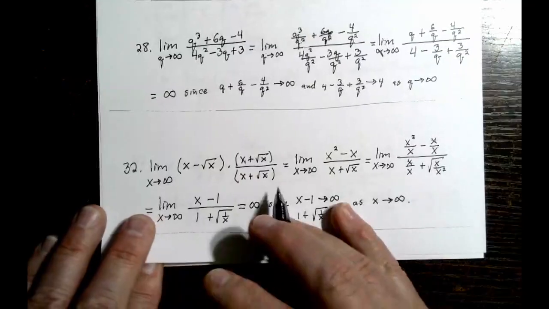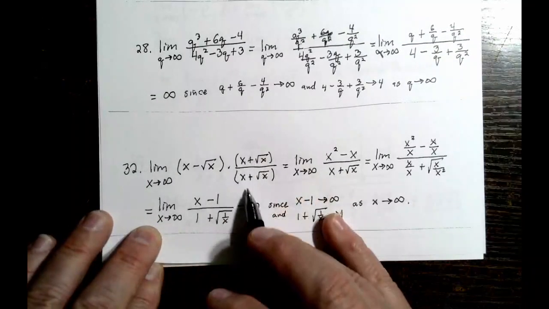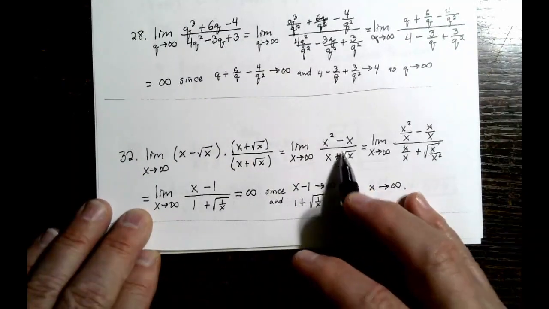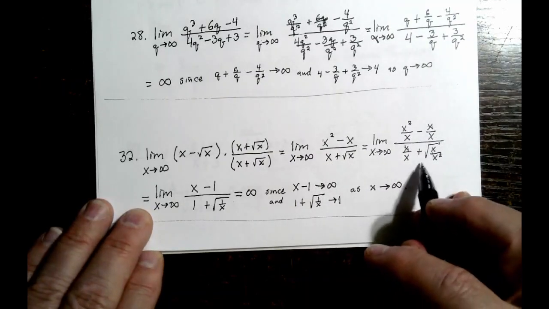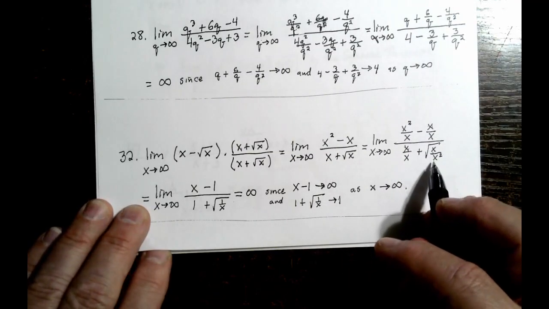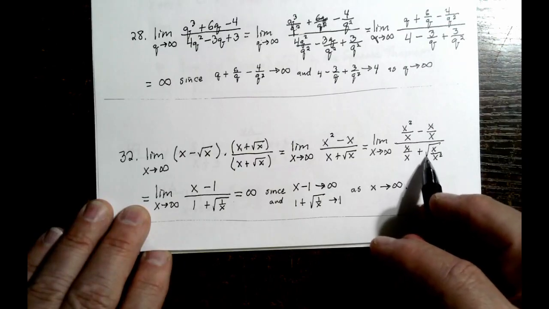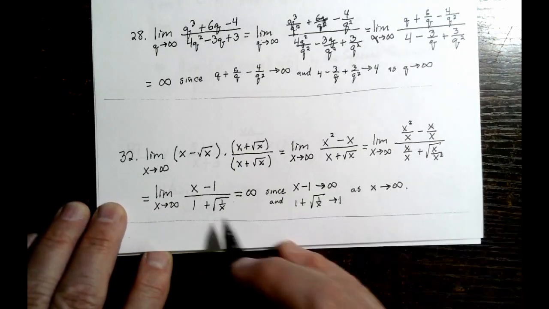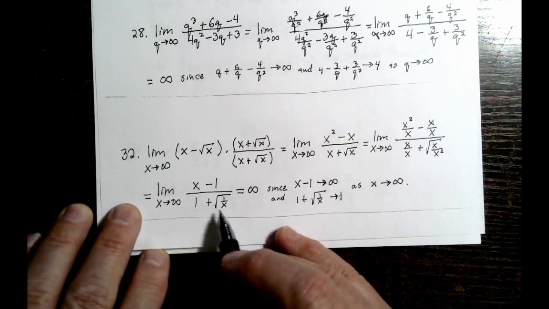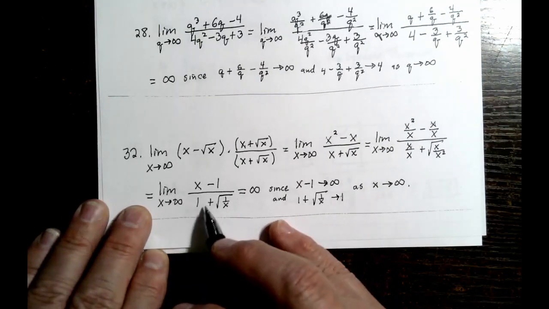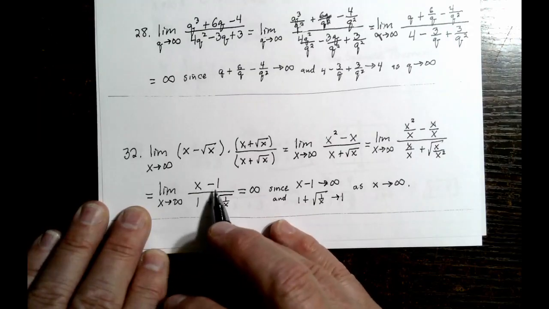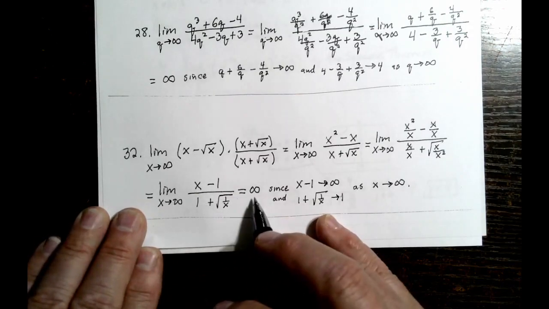On this one, it's just like number 29. You multiply by the conjugate, you reduce, and now you divide the top and bottom by x. And when you divide the square root of x by x, you get the square root of x over x squared, which is 1 over x. And now down here, this part, as you plug in infinity, that's 0, so the denominator is 1. But the numerator is infinity. Infinity over 1 is just infinity.